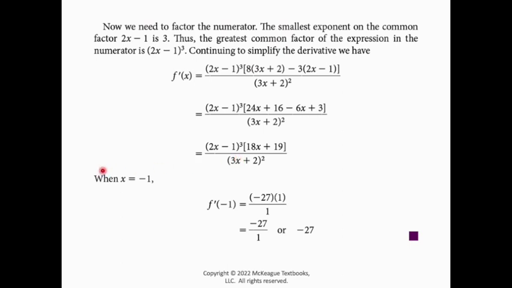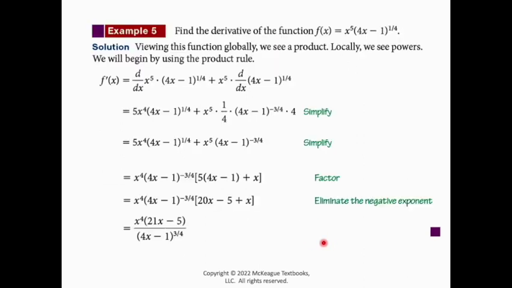Now when you plug in -1, if you want to evaluate it at x = -1, you're going to get -27. Example 5 is when we need to use the product rule and the chain rule together.